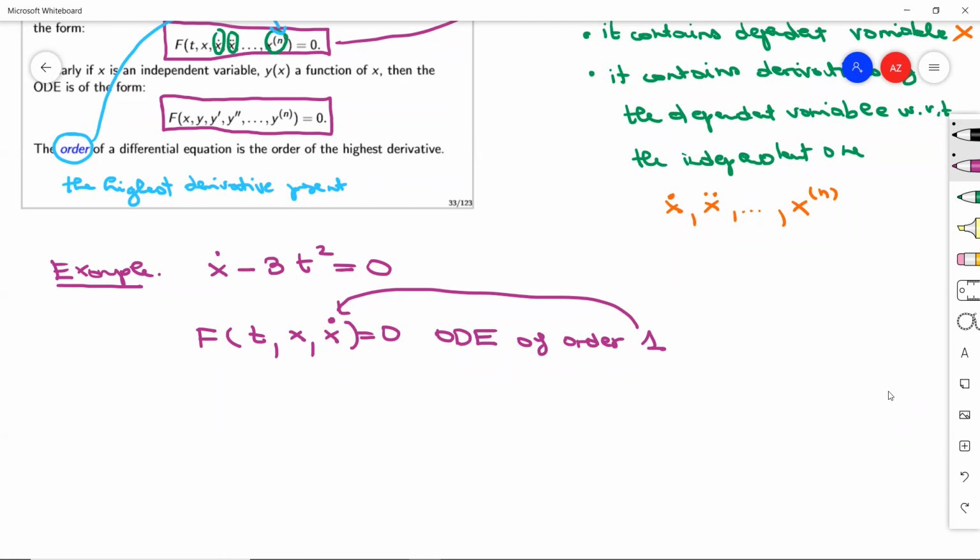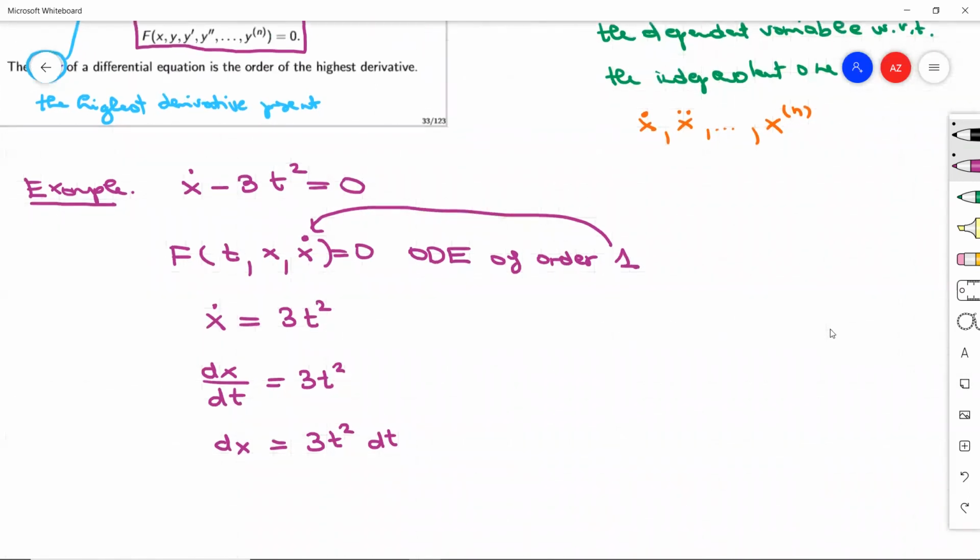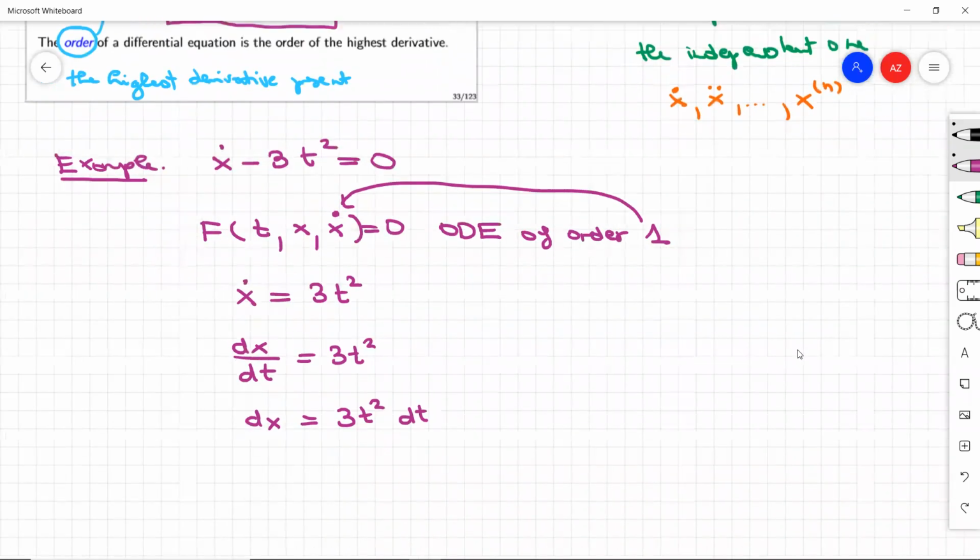It's by the method of separation of variables. So here we will only solve it, and afterwards we will return to this method. So what we do is separate variables. X prime is 3t squared, and this x prime is in fact dx over dt is 3t squared. So dx is 3t squared dt. Recall that differentials can be multiplied and divided as if they were usual numbers.